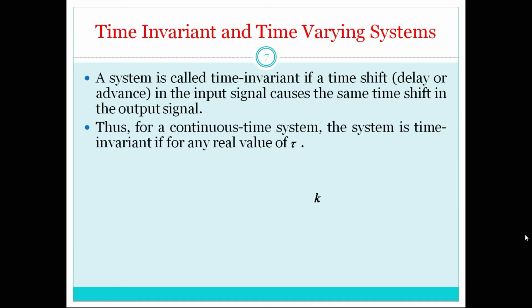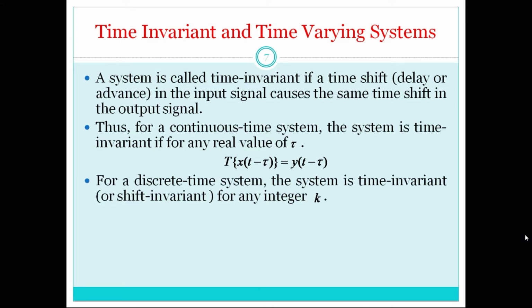Like this. Thus, for a continuous time system, the system is time invariant if for any real value of tau, this is the condition: capital T of x of t minus tau is equal to y of t minus tau. Similarly, for a discrete time system, the above one is for a continuous time system, and the below one is for a discrete time system.